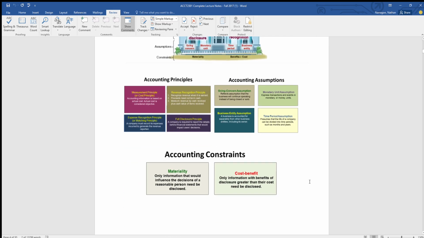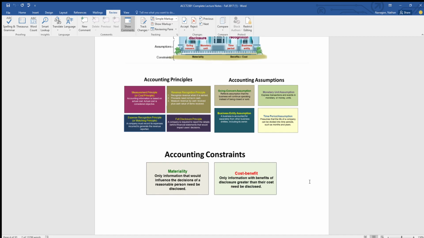So the biggest things, we got 4 major accounting principles. Again, there's always more, but these are the 4 we're going to focus on. One is the measurement principle, where accounting information is based on actual cost. Now, actual cost is considered objective, meaning it's basically market cost, but the big key with measurement principles is, can we put a number to it? It has to be measurable. So just like in anything in math, it has to have a number. This is where our big number item is.